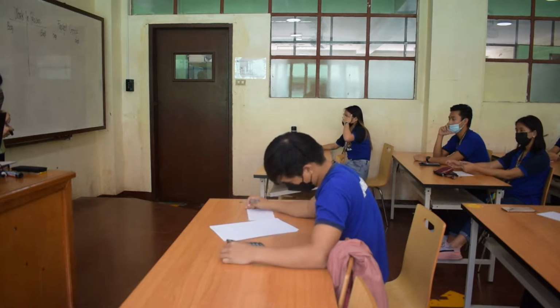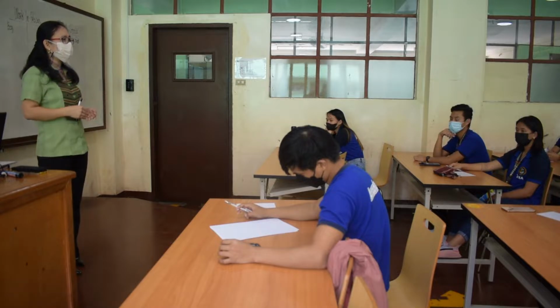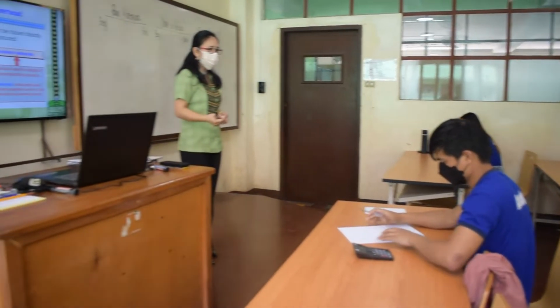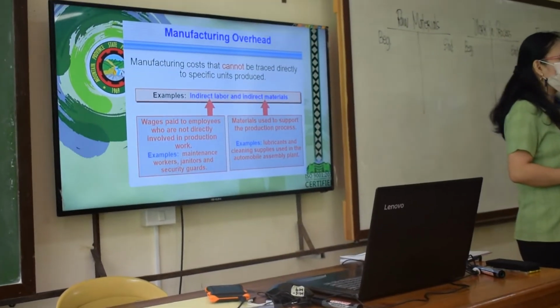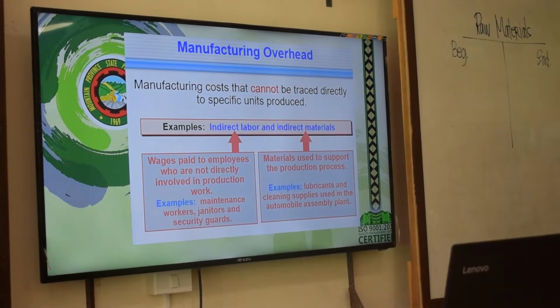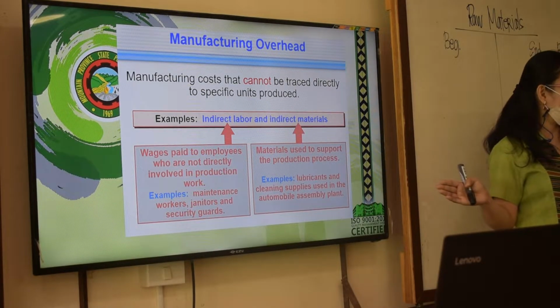Employees who are not directly involved in the production work may fall under manufacturing overhead. Say for example, maintenance workers and janitors in a production facility. It is always a product cost. Any cost incurred in the production facility is always considered to be a product cost. Salary of the janitor in the production facility, you have to bear in mind that that is part of a product cost, part of the manufacturing overhead. Okay, I hope that's clear.